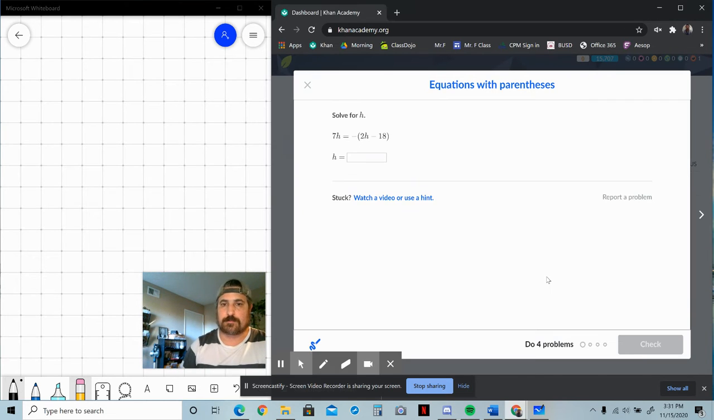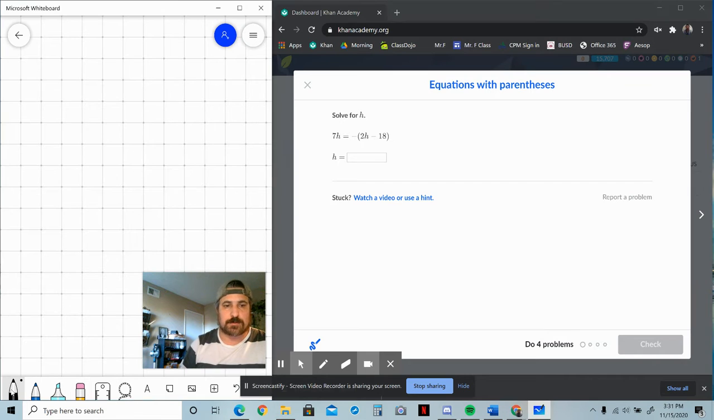Okay, so once again, you're going to just watch me copy a little bit here. The first problem is 7h equals negative times the quantity of 2h minus 18. Whenever you're working with a parentheses like this, I would just distribute. It's the easiest thing to do to start.